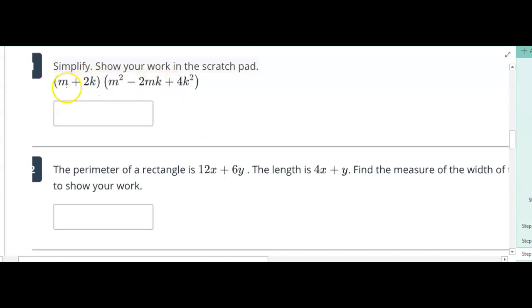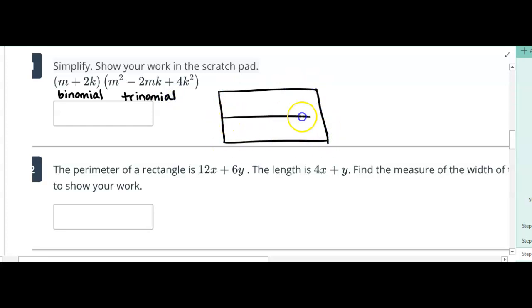On this next one, we are multiplying a binomial times a trinomial. When we have a binomial times a trinomial, the box method is extremely helpful. So I'm going to write my binomial on the side, m, 2k, and my trinomial across the top, being careful to keep the signs with their terms, with the numbers.